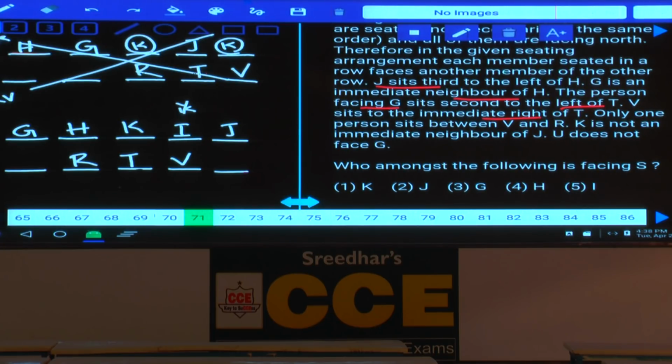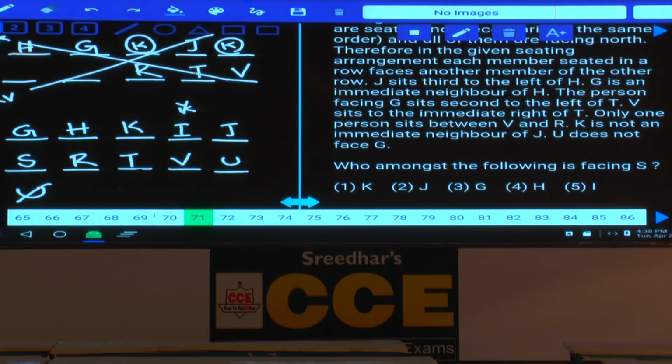And what is the next information here? And U does not face G. As U does not face G, U cannot be here. As U cannot be here, U will be here. If U is here, then R S T U V, S is the person here. Done with this? Now this is how these 10 persons are seated in 2 different rows, 5 in each of these rows.